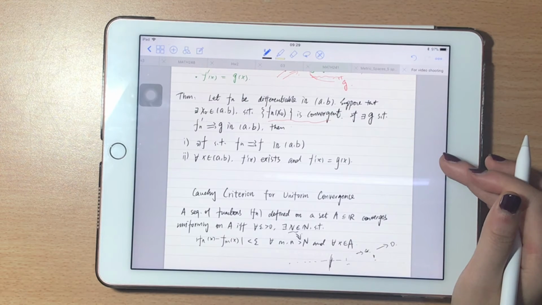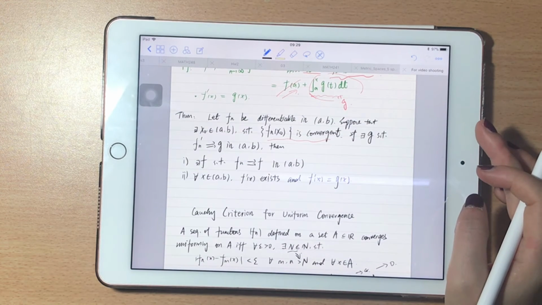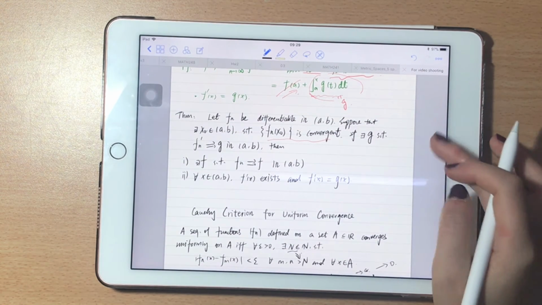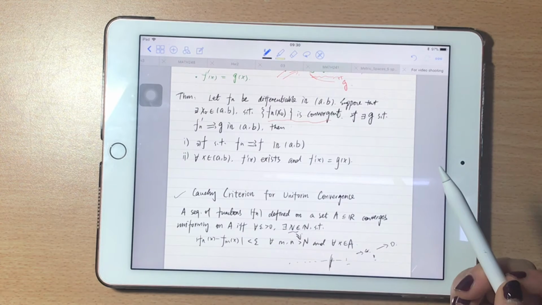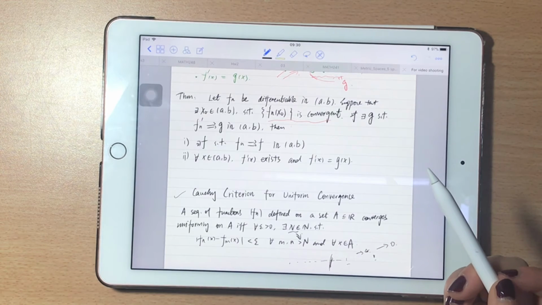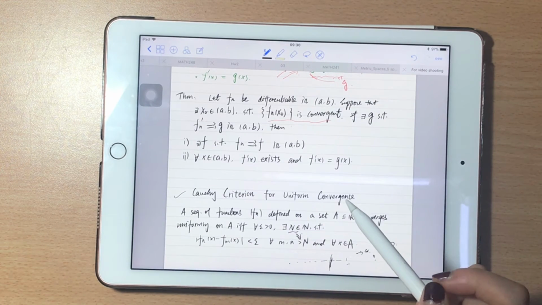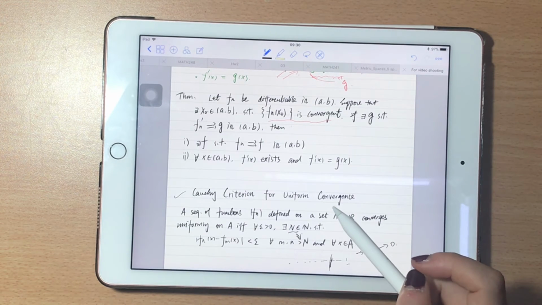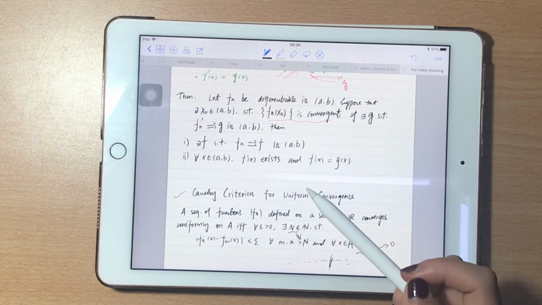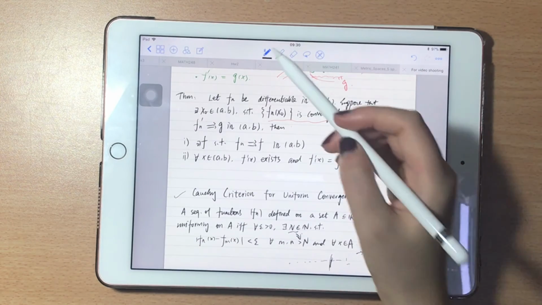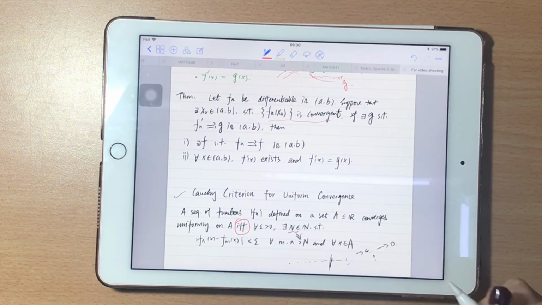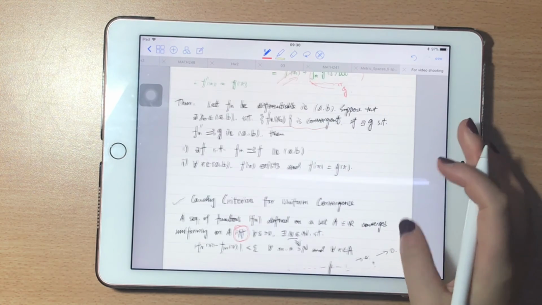So the proof of the Cauchy criterion for uniform convergence and the theorem stated before will be in the next video. But you can try to show it yourself, because at least this one is quite straightforward. You can simply use the triangle inequality to show the Cauchy criterion for uniform convergence, to show the sufficient and necessary conditions.